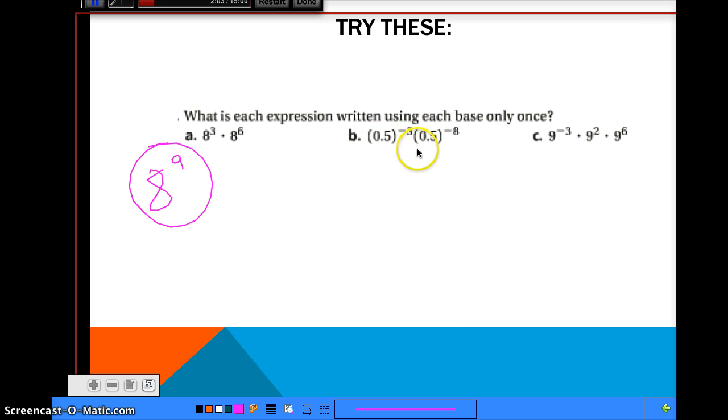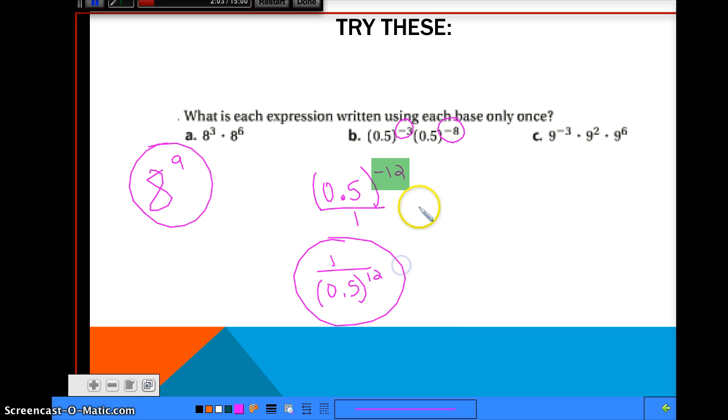Question B, the bases are the same. So you have 0.5, and you're going to add your exponents. Okay, let's start that again. Negative 3 plus negative 8 is negative 12. And then you can't have a negative exponent, so to get rid of the negative exponent, you're going to have to think about it like it's a fraction and flip it. Keep it in your parentheses and make it a positive 12. We're not going to multiply that out.